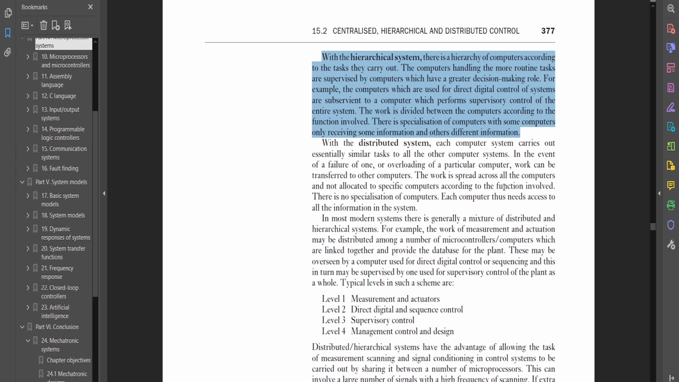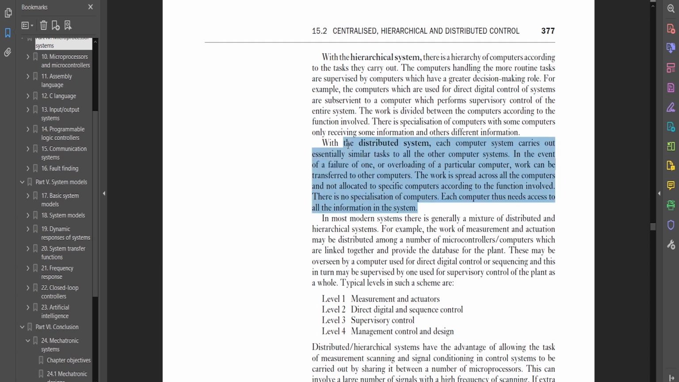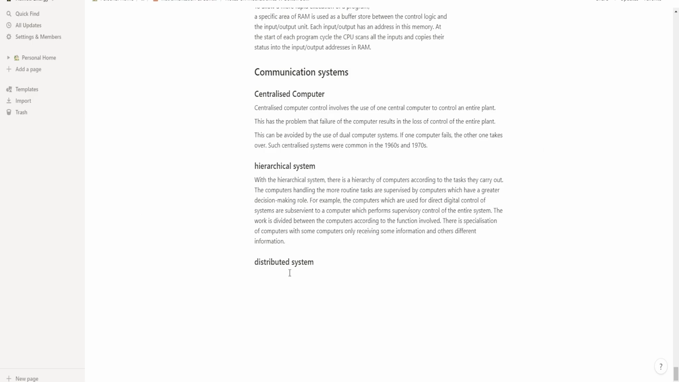With the distributed system, each computer system carries out essentially similar tasks. Okay, so each computer carries out similar tasks to all the other computer systems. In the event of a failure of one or overloading of a particular computer, work can be transferred to other computers. I've got it. The work is spread across all the computers and not allocated to specific computers according to the function involved. There's no specialization of computers. Each computer thus needs access to all the information in the system. That's cool as well.